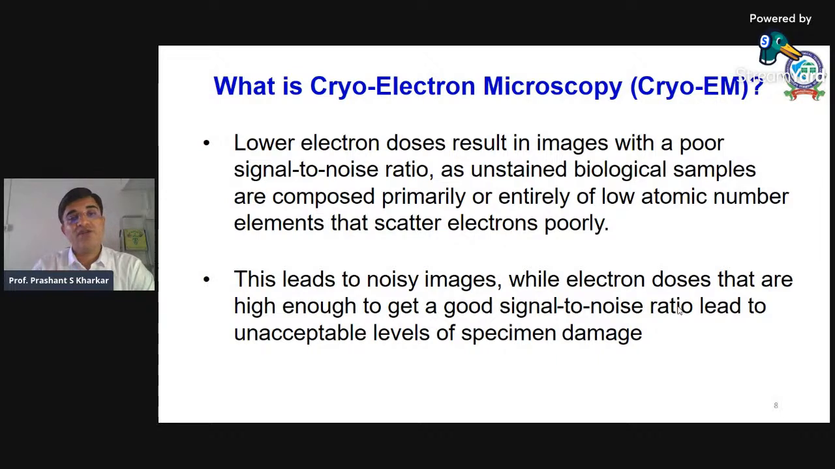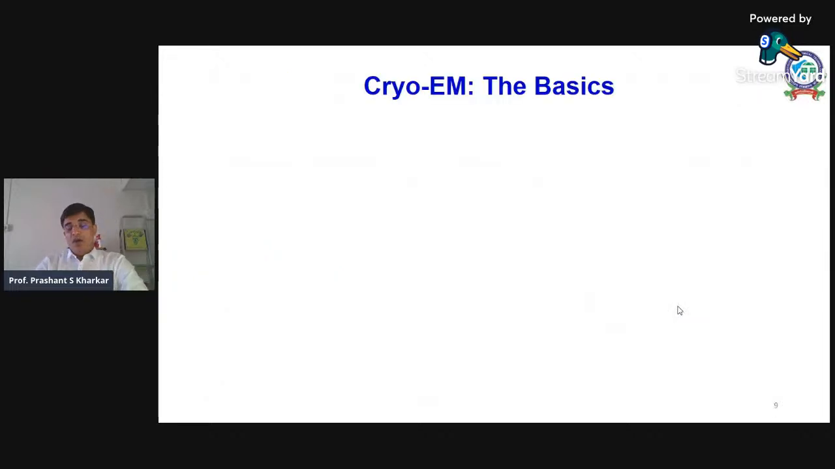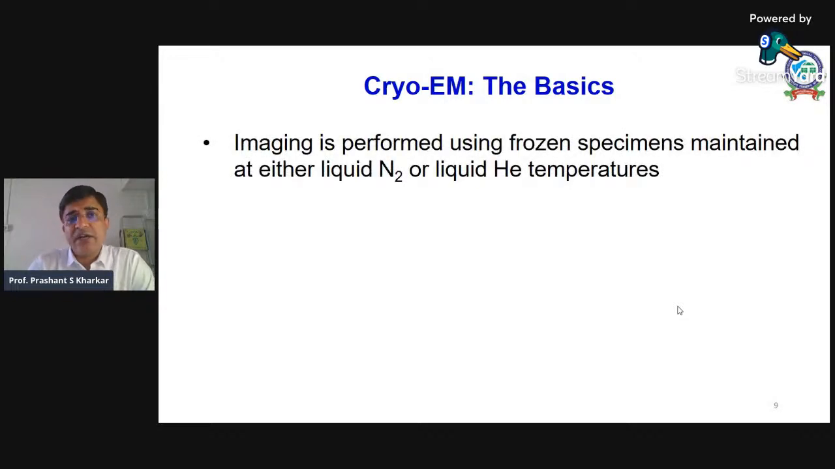So people try to reduce the radiation damage, which led to noisy images. But the moment you go beyond a certain electron dose, you get a good signal to noise ratio, but then the specimen is damaged, and eventually you don't really get what you would expect. And that's where cryoelectron microscopy came into existence, so we'll just quickly take a look at the basics of cryoelectron microscopy.